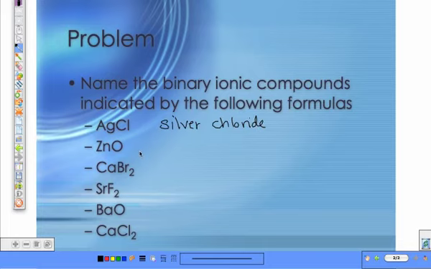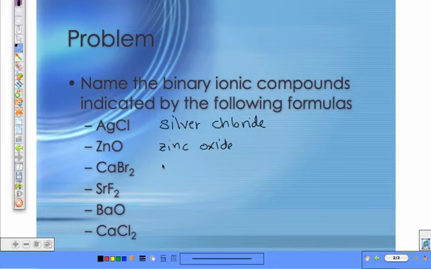ZnO? Now, oxygen is a 2 minus charge. Why isn't there a 2 here? Zinc is +2, so they've been canceled out already. They just need 1 of each.